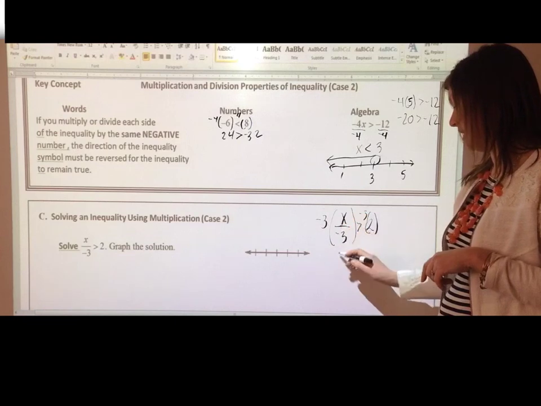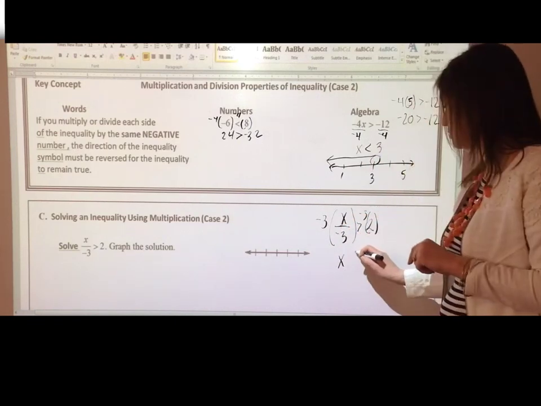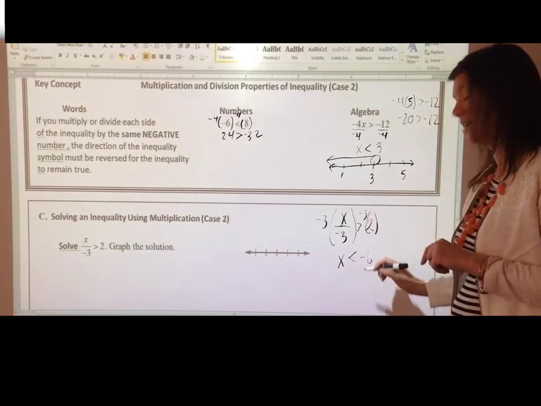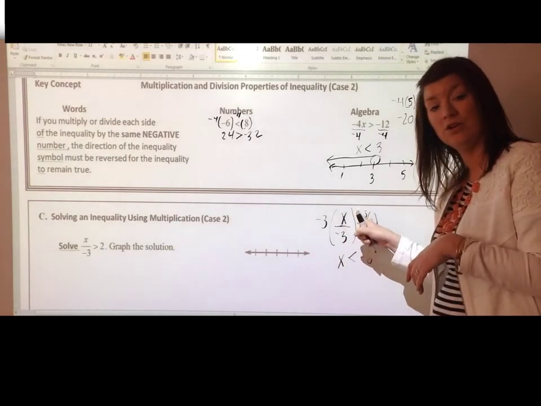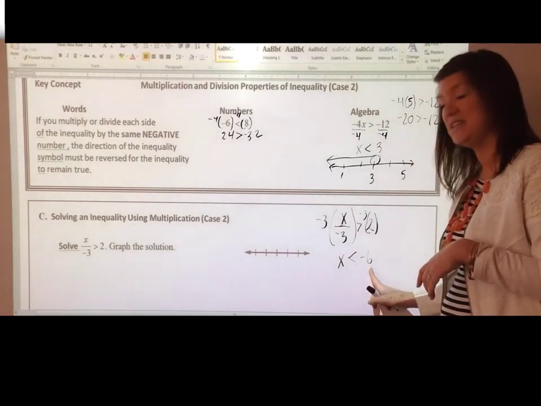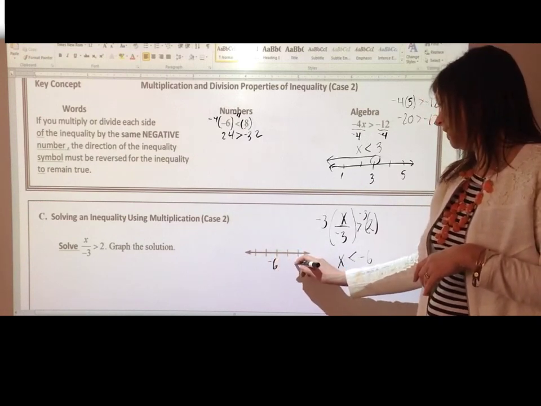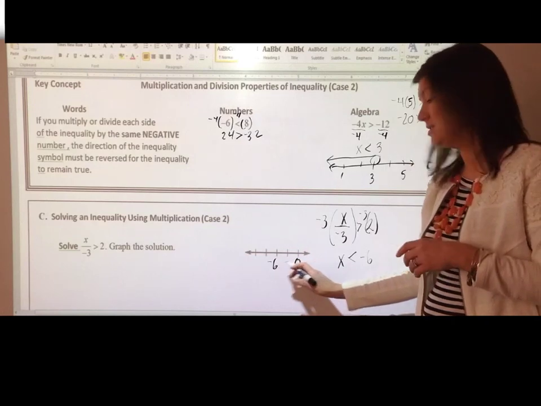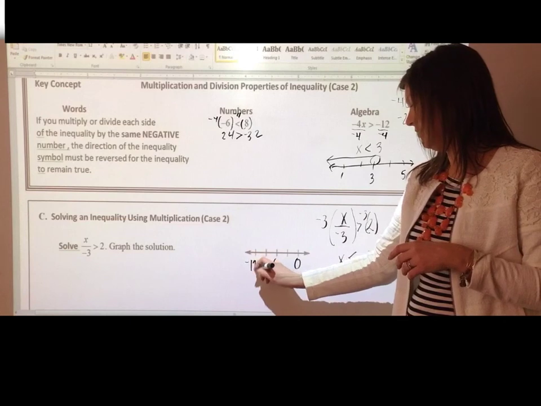Negative 3x divided by negative 3 leaves me a single x. Reverse the direction since we're multiplying by a negative number. And negative 3 times 2 is negative 6. So all the solutions that will make the original inequality true are less than negative 6. So, a quick number line check here: negative 6. This one I'm going to put 0 here, and I counted by 3's. So this would be negative 9 and this would be negative 12.